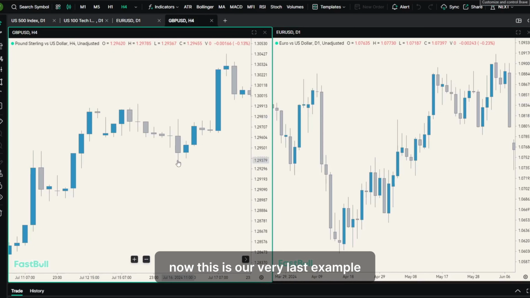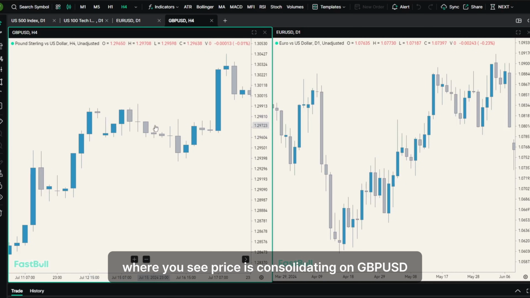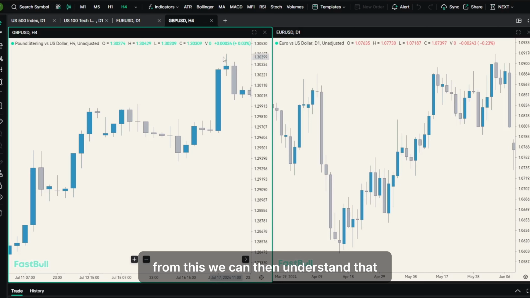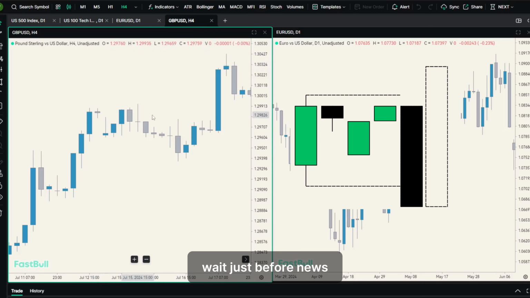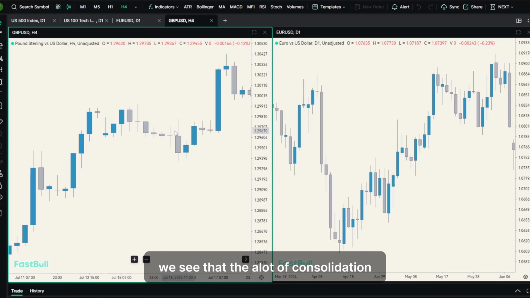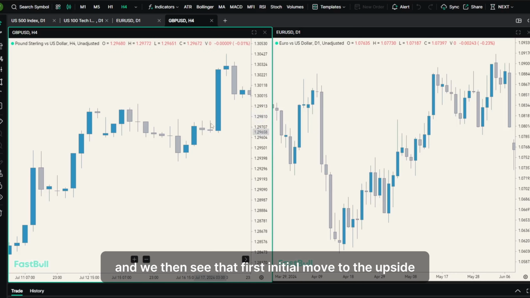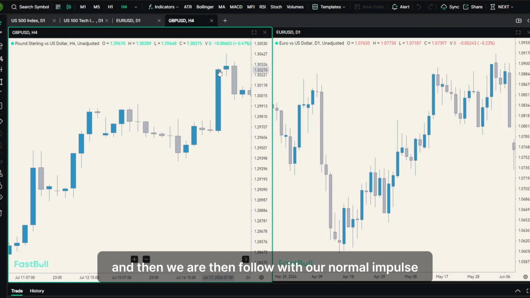Now, this is our very last example, the most complex example, but the most important one, where you see price is consolidating on GBPUSD. However, just before a major news event, we then see price make a massive move to the upside. From this, we can then understand that this is most probably our delayed response model, where just before news, we're seeing that there's a lot of consolidation just before a major event. You see that price consolidating, and we then see that first initial move to the upside. We're making massive moves, and then we are then followed with our normal impulse, stop, and reverse model.